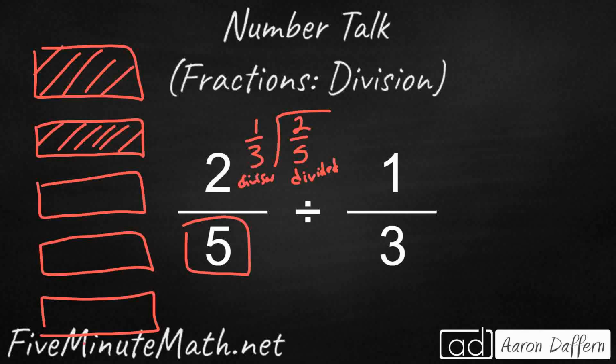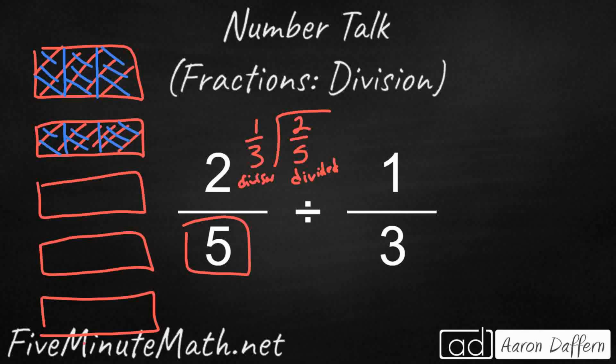Well, let me change colors here. We can do that simply. Watch what I'm going to do. I'm going to cut our 2/5, I'm going to cut each of them into 1/3 pieces. Okay, and we can simply do this. We can do a little cross hatching here.